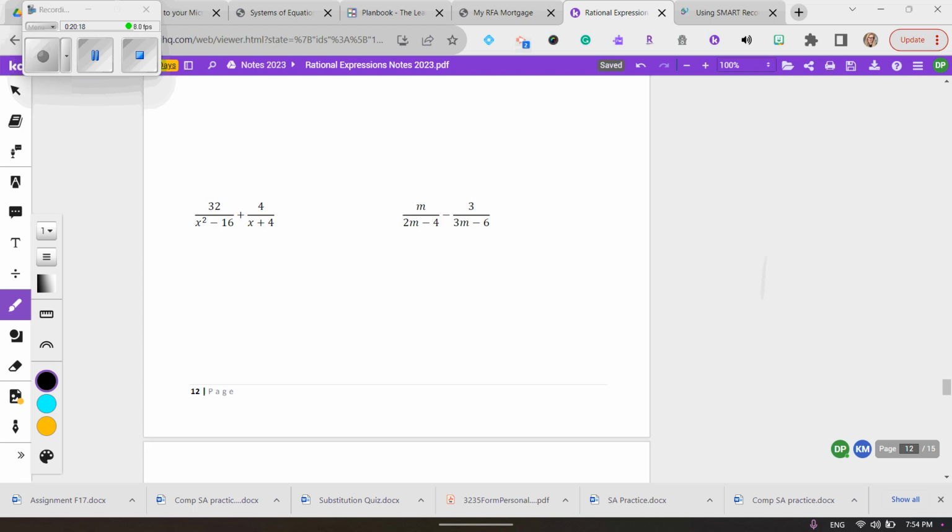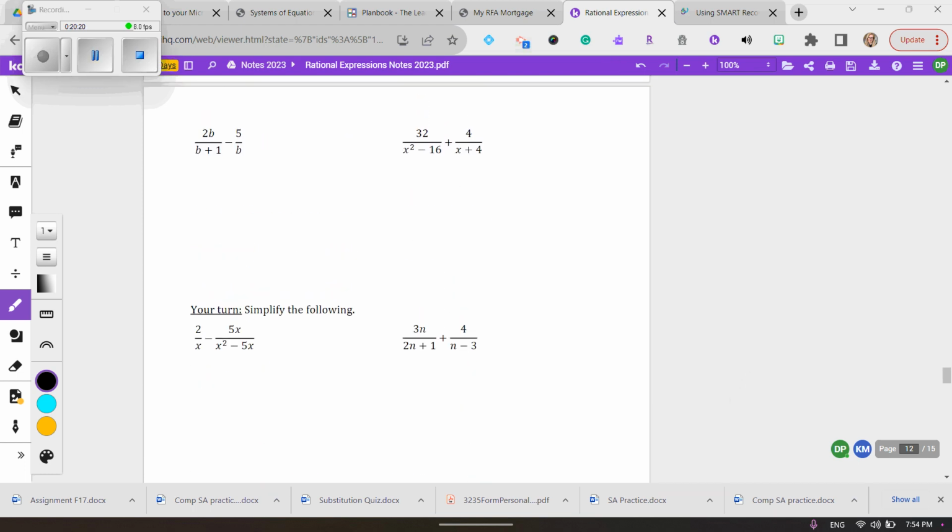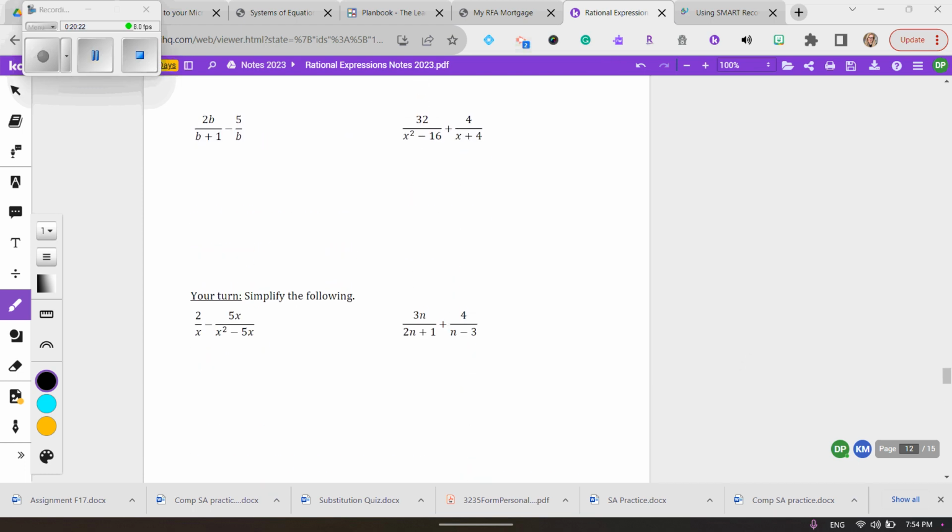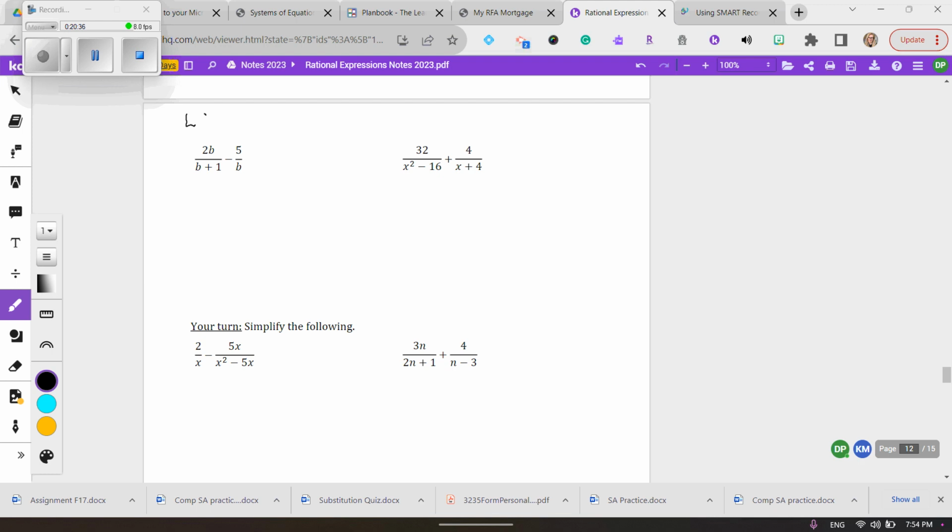Okay, 2 more examples before we're done the lesson. So now I not only have a binomial on the denominator of my fraction, I also have a monomial on the bottom of my fraction. So if this is the case, my lowest common denominator, my LCD, is going to be b multiplied by b plus 1. And we're going to leave it like that. We're not going to expand or anything like that.